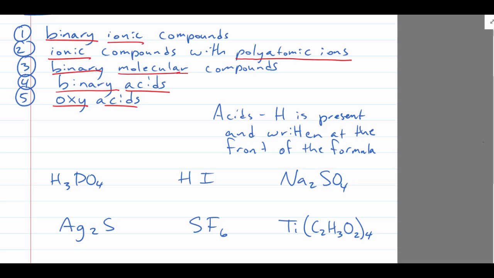So is H3PO4 a binary ionic compound? Is it a binary acid? Is it an oxyacid? Ionic compound with polyatomic ion? Which one of these do each one of these fall into? So if you want to, just write down the number. If you think that H3PO4 is category number 3, then write down the 3 next to it. Just write it down and circle whatever number you think it is right next to each one.